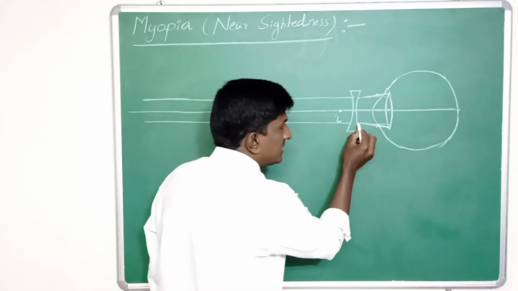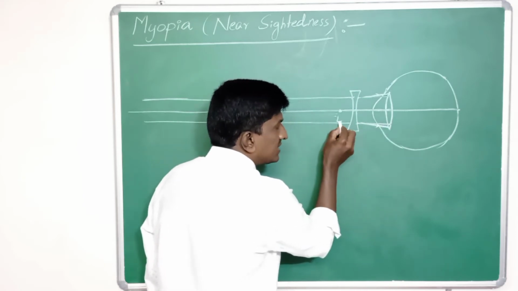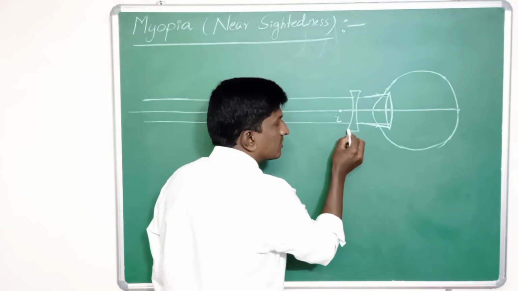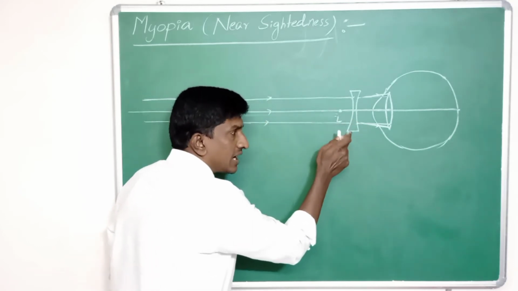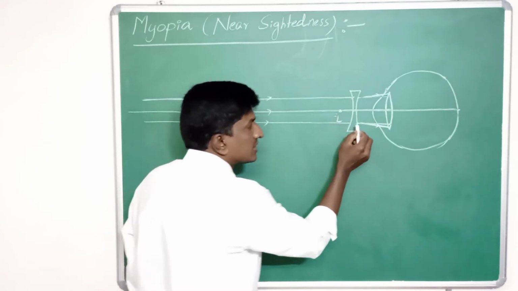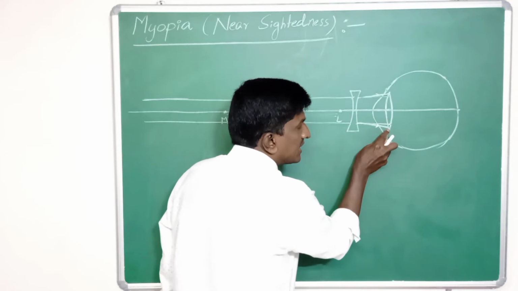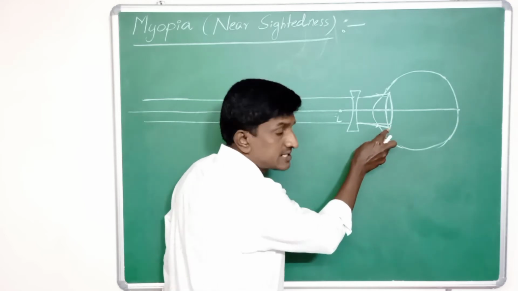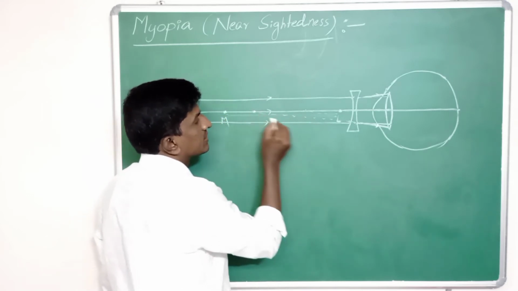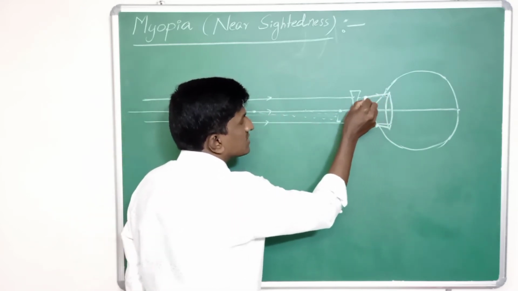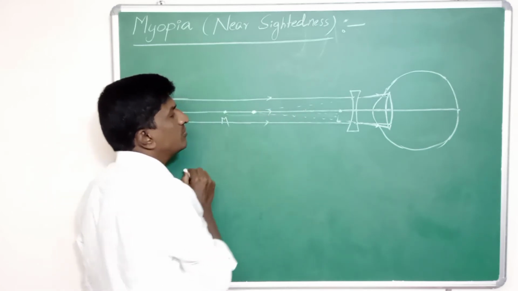So this is the original path of the light ray if there is no concave lens. But whenever we keep the concave lens in this path, this light ray is slightly diverged. Then our eye lens feels that the object is here, and this light ray also, our eye lens feels that the light ray is coming from here.